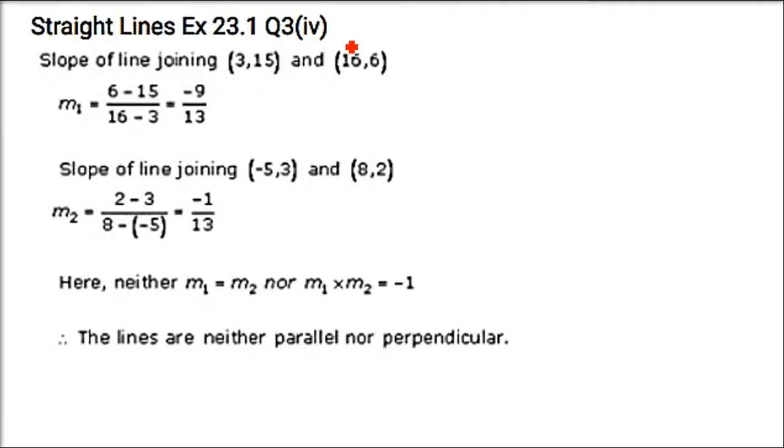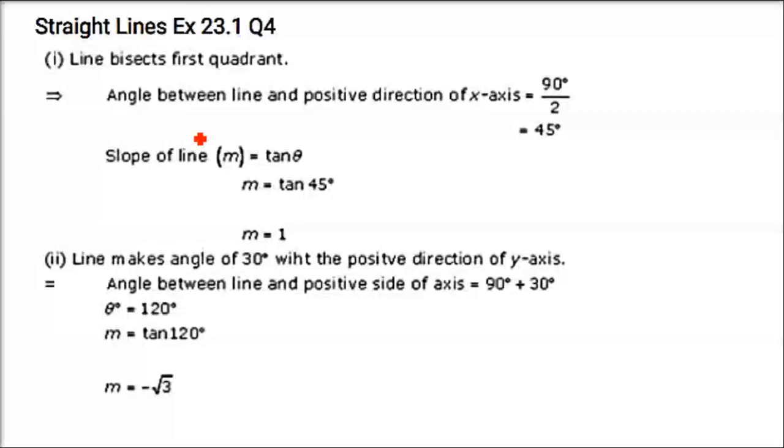Then we have (3, 15) and (16, 6). So let us take the slope m of this. You get minus 9 by 13. Now you have (minus 5, 3) and (8, 2). Take the m2. You're going to get minus 1 by 13. Neither are they equal nor does their product give you minus 1. So that means these two lines are neither parallel nor perpendicular to each other.